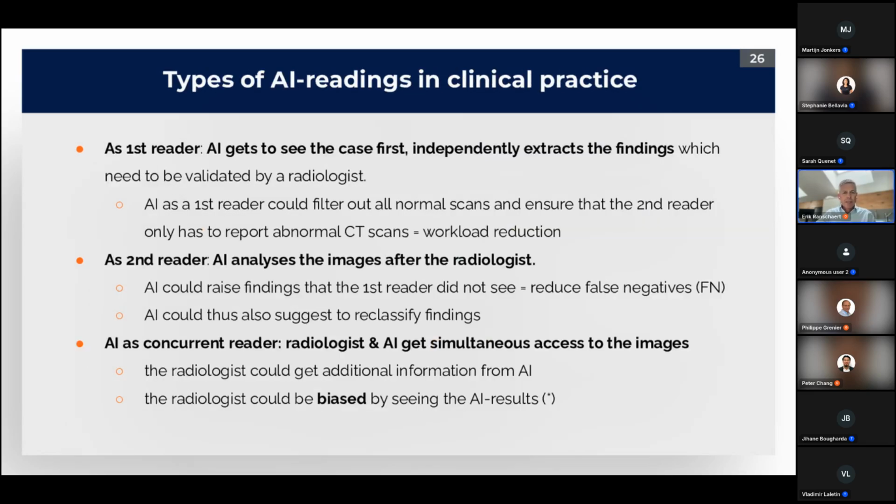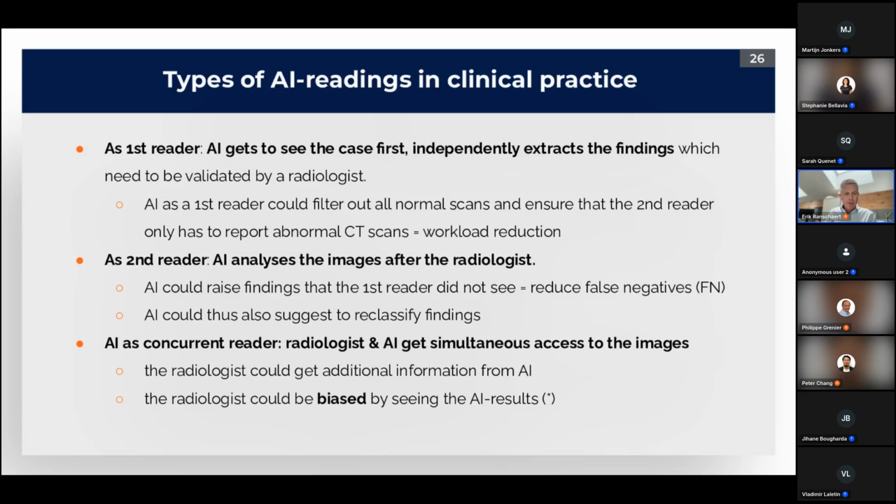When we speak about AI as a first reader, it means that the AI gets to see the case first, independently, and then extracts the findings which need to be validated by a radiologist. So as a first reader, the AI could filter out all normal scans or normal chest CTs, for example, and ensure that the second reader only has to look at the abnormal scans, which of course would mean a significant workload reduction, especially in the context of screening.